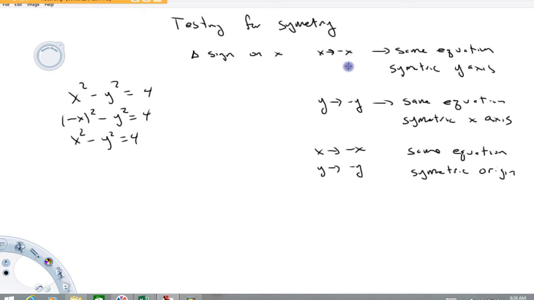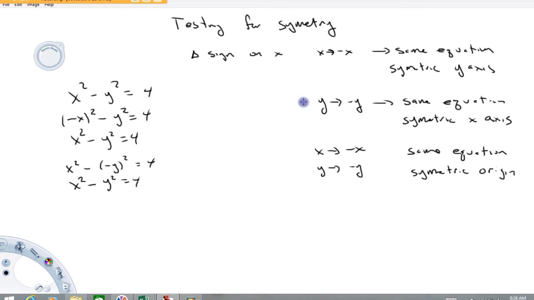Second test, change the sign on y. Simplify it. Now be kind of cautious here. This minus sign, let's leave it here. Minus y squared is just y squared. Compare to the original, same equation. This is symmetric about the x-axis.